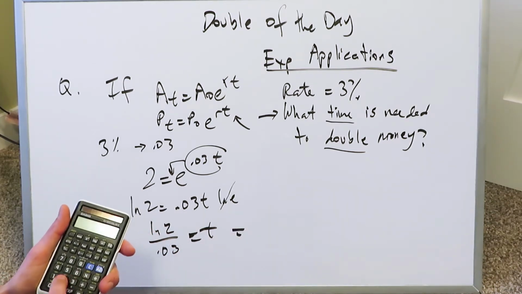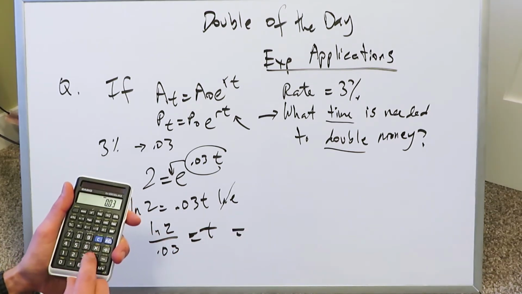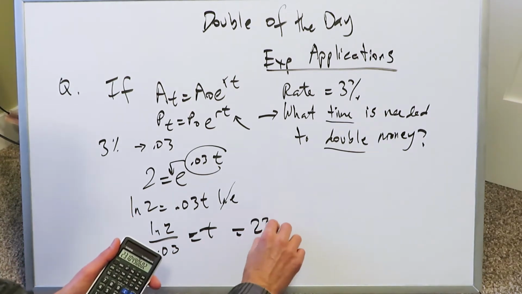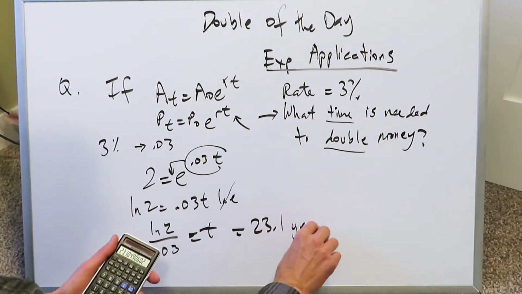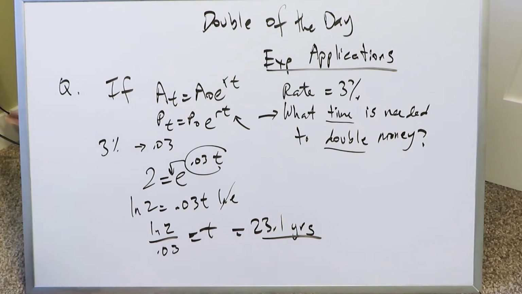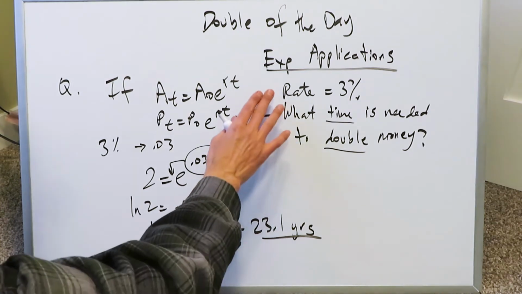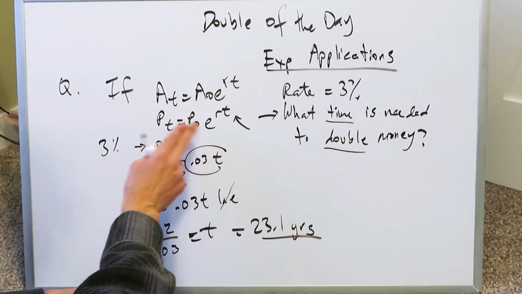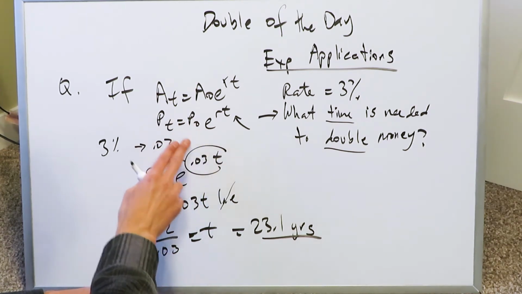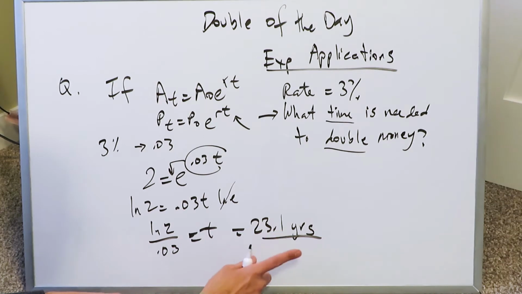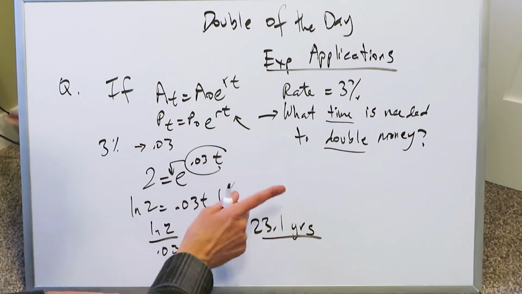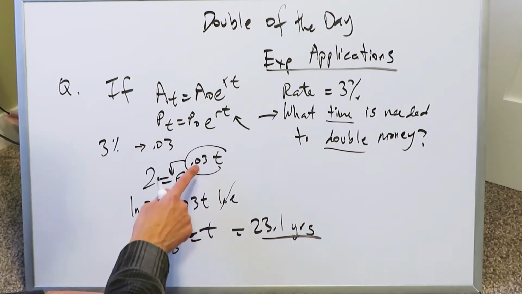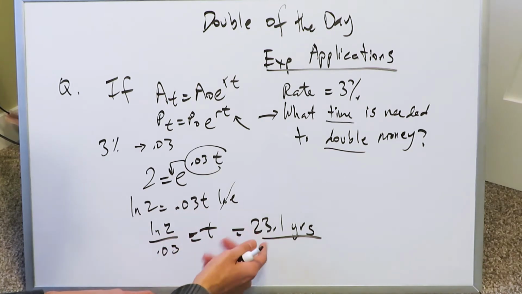Natural log 2 divided by 0.03, you get 23.1 years, because time with regards to compound interest is measured in years. If you had a rate of 3%, no matter what amount of money you had, $1 or $1 million or $1,000, it would take 23.1 years for money compounding continuously at a rate of 3% to double. And that right there is your exponential application solved.